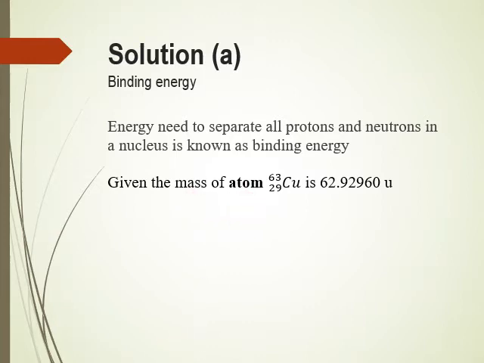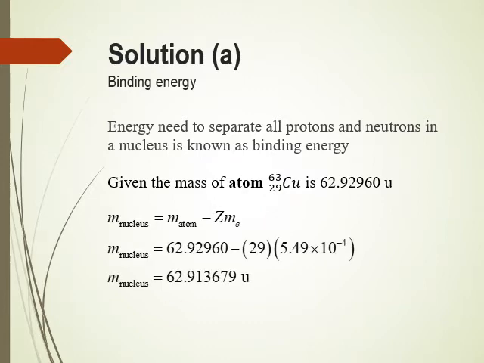The mass of the nucleus can be calculated by using M nucleus equals M atom minus ZMe. Z can be obtained from the proton number in our question. So M nucleus is then equal to 62.92960 minus 29 times 5.49 times 10 to the power of negative 4. This value can be obtained from the list of constants. So M nucleus is then equal to 62.913679 u.